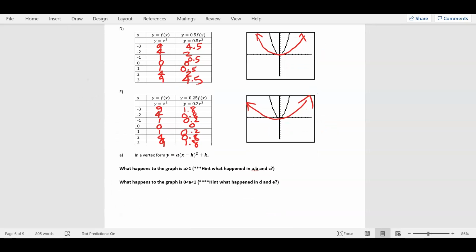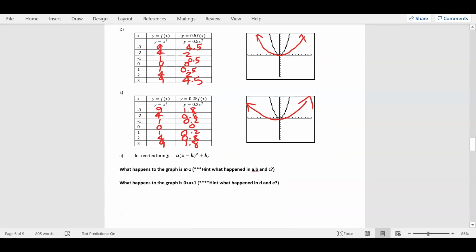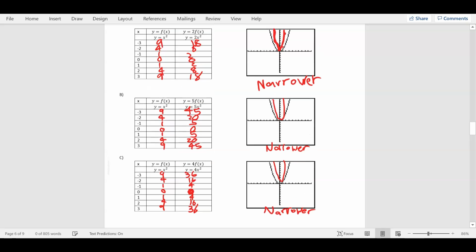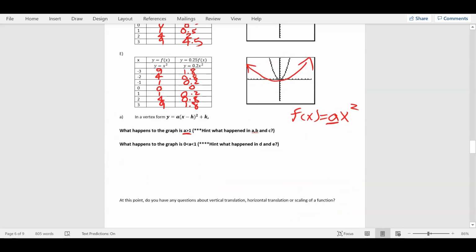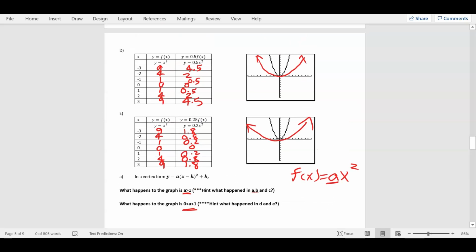Now, after all that, we need to know two things, okay? If we have the function f of x equals ax squared, the number in front, what do you notice when a is greater than 1? Look at a, b, and c. What happened when a was 2, 5, and 4? What happened to the graph? Narrower, right? And then my second question, what happens when it's between 0 and 1? It's less than 1, like D and E. Wider, right? Wider.